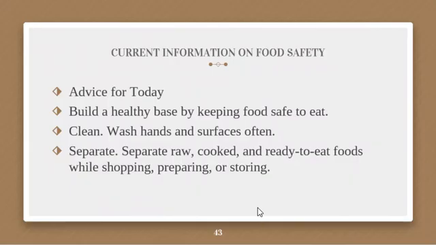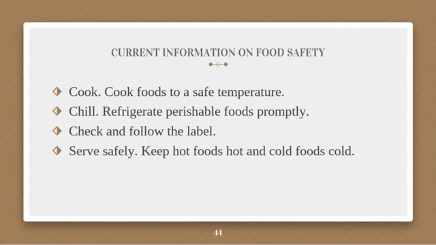Okay. So, current information on food safety advice for today. You have to have an advice for today to serve as a reminder. Build a healthy base by keeping food safe to eat: clean, wash hands and surfaces often, separate raw from cooked, and of course from the raw you still have to sort them out. Then you have to cook foods to a safe temperature, chill, check and follow the label, and serve safely.